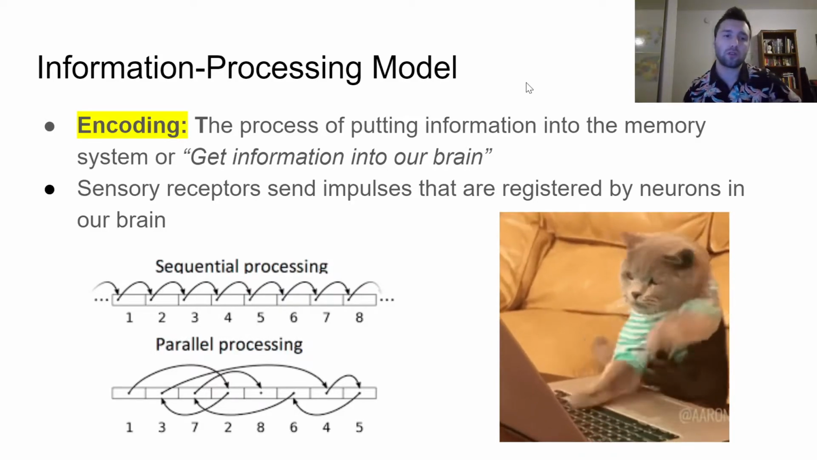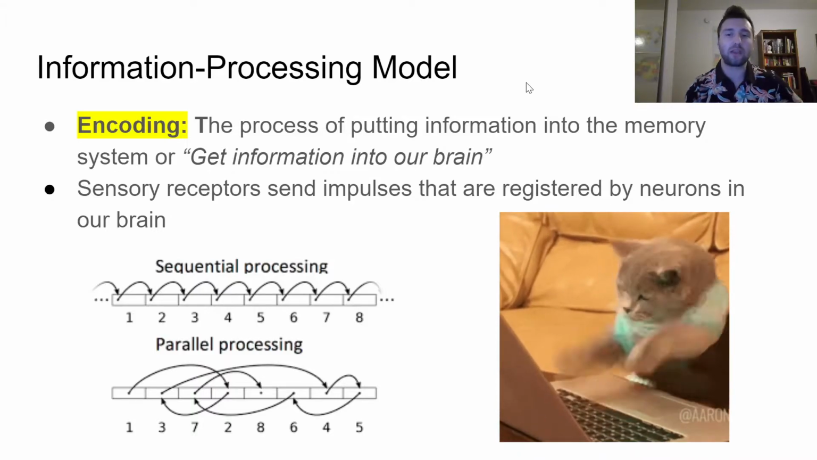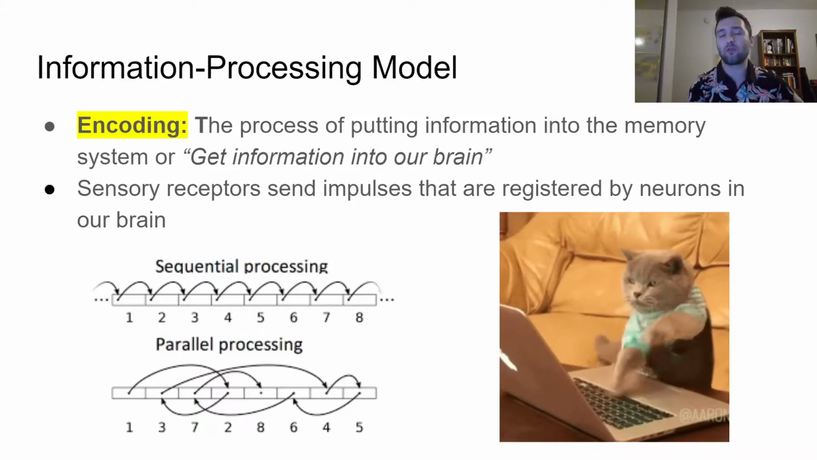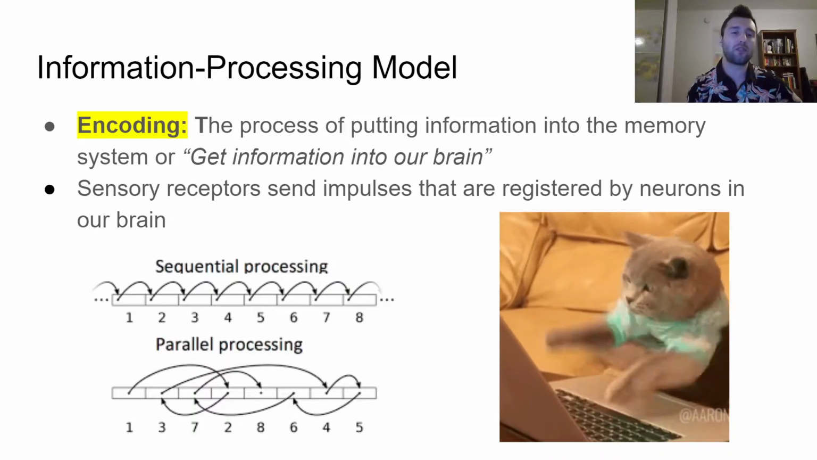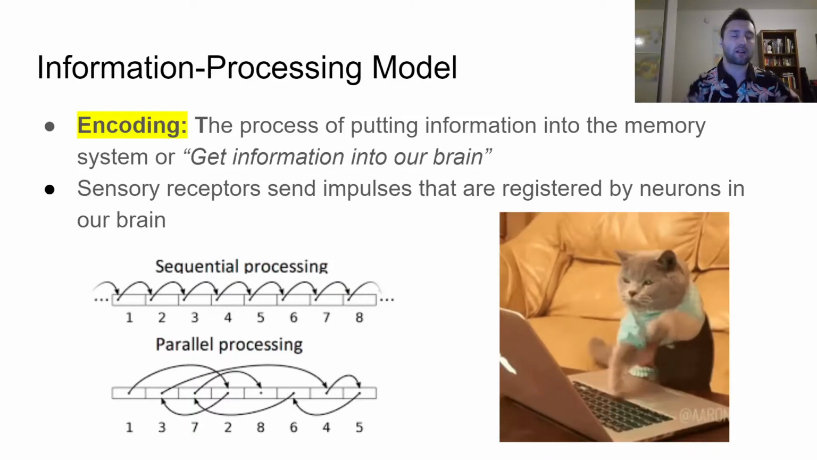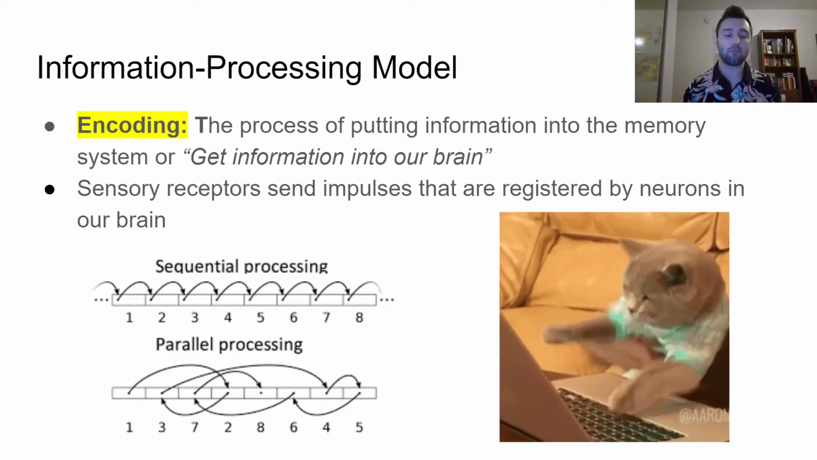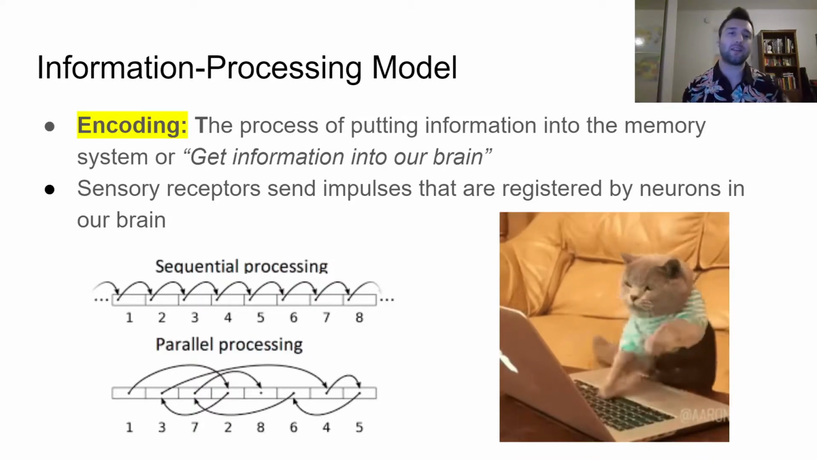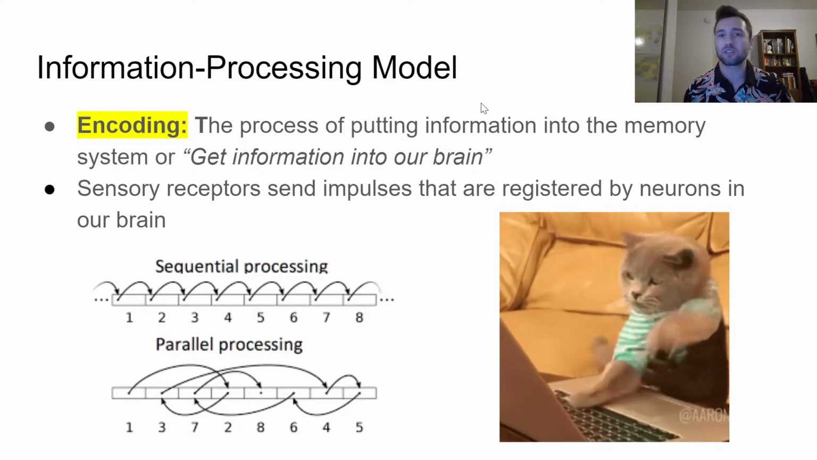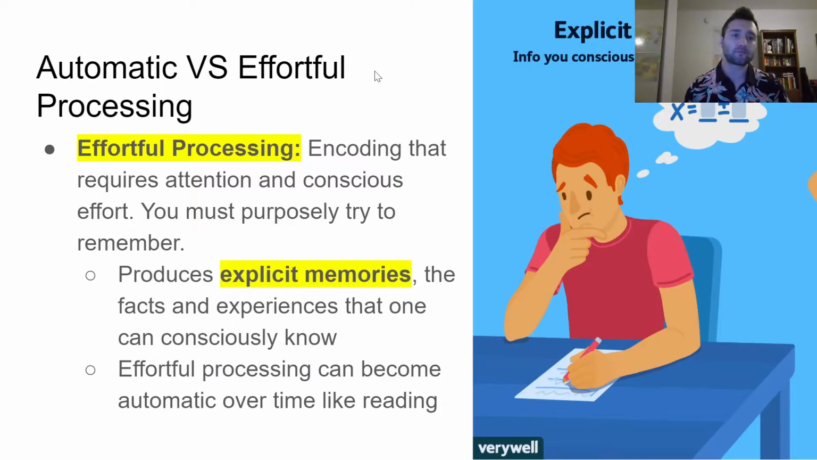The next piece we're going to look at is ways that we can break up encoding, different ways that we can encode. I don't know how you want to do that in your notes, but think of it as stuff that's going within this section of encoding, in this first step in the process. The first thing we can do is break up encoding into effortful and automatic processing.